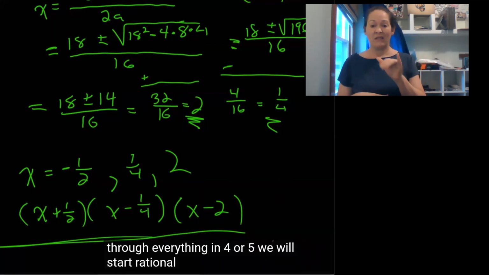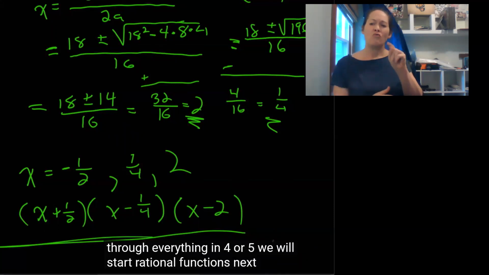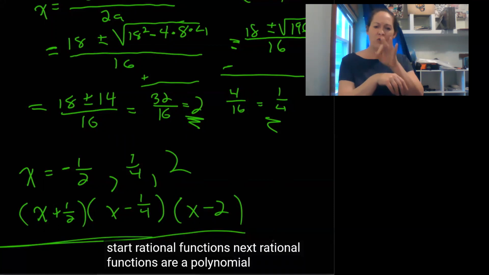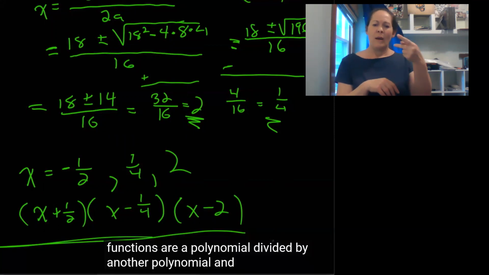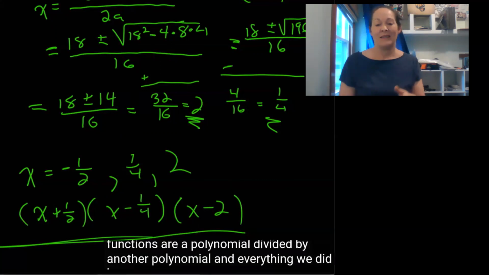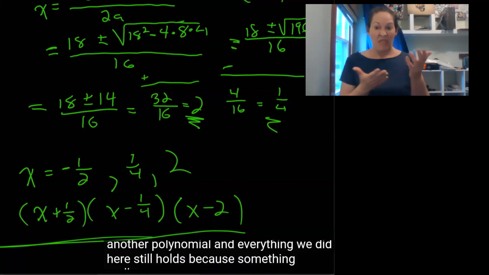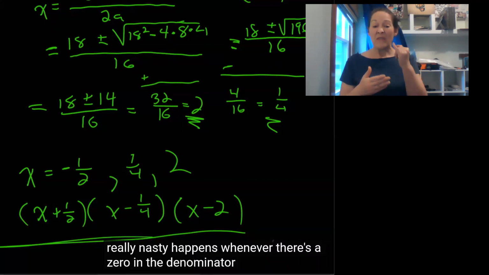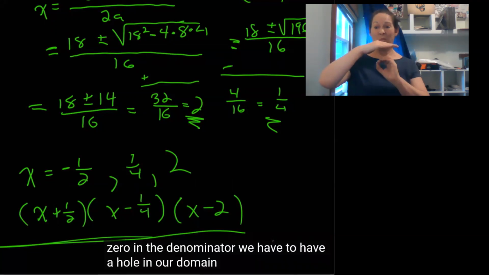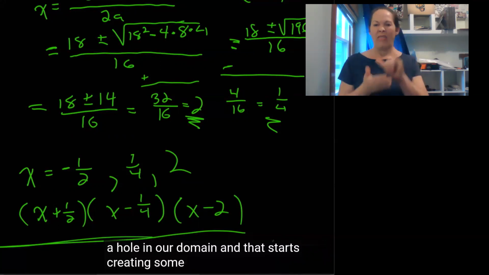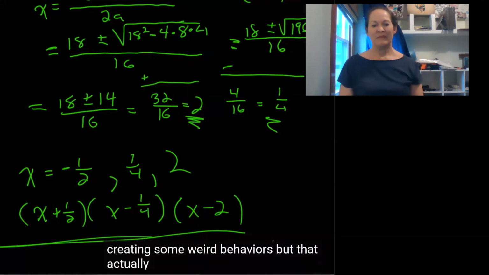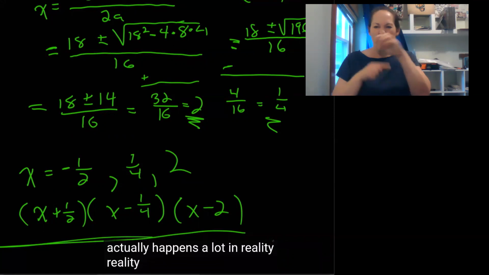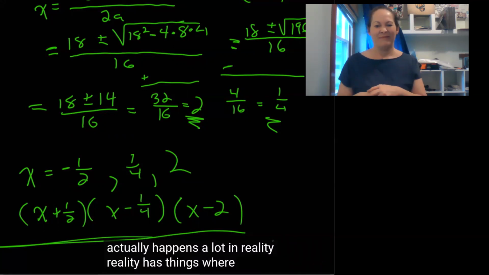We will start rational functions next. Rational functions are a polynomial divided by another polynomial. And everything we did here still holds, because something really nasty happens whenever there's a 0 in the denominator. We have to have a hole in our domain. And that starts creating some weird behaviors. But that actually happens a lot in reality.